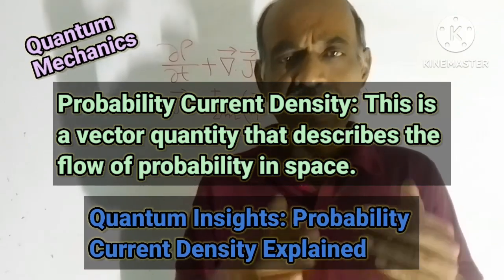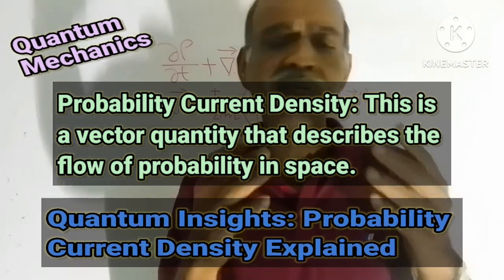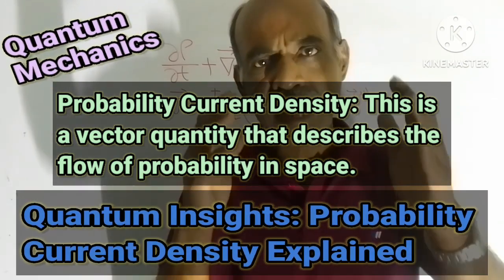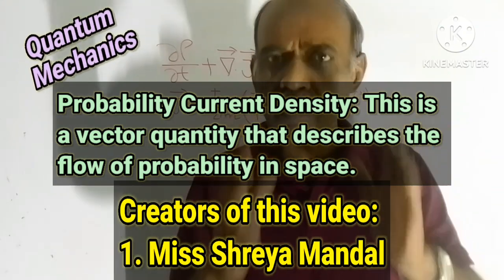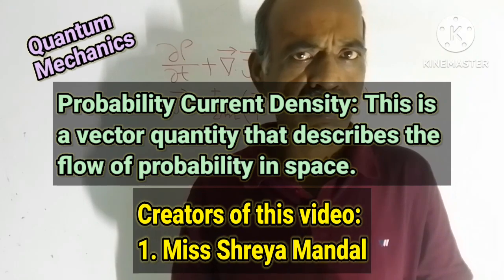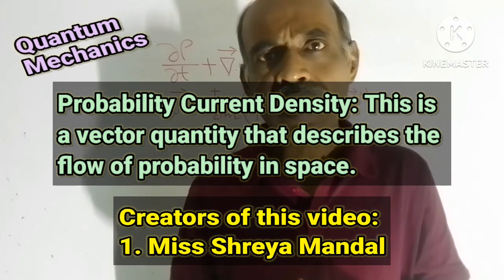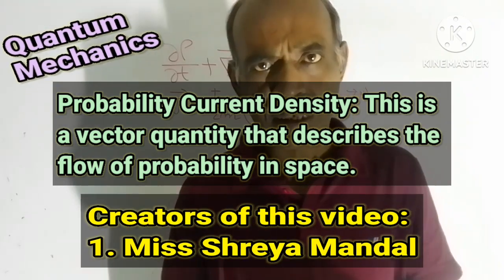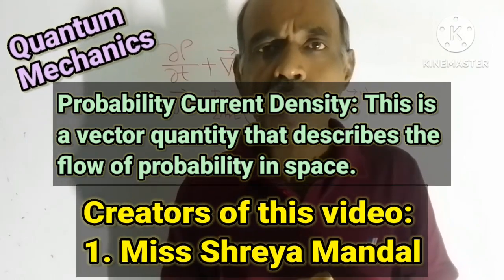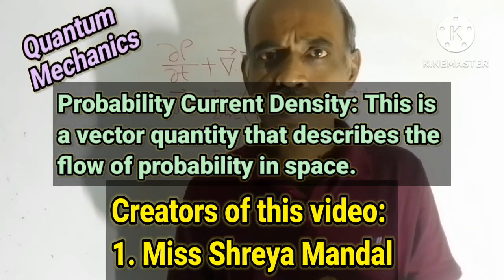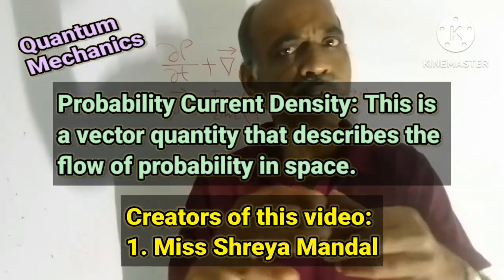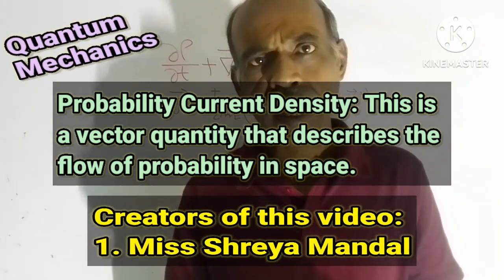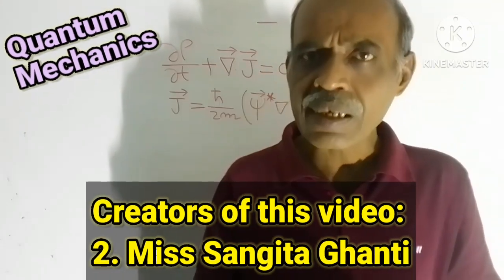Next one is probability current density. Okay, this is a vector quantity, that means it has both direction and magnitude. And it is the flow of probability. It is concerned about the flow of probability. So, this probability density and probability current density are related to each other. And there you will find a continuity equation.